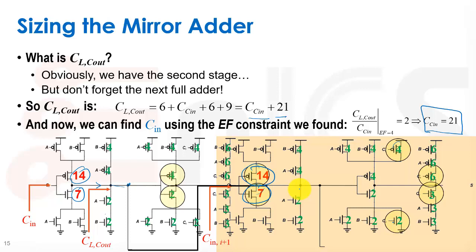And that means we can go back to our bit slice design where we have one bit and the second bit and the third bit and so forth. They're all going to be the same size with this 14 over 7 in this first stage and all of the other sizes that we chose here along the way, which don't affect the logical effort of our critical path. They obviously affect the logical effort of our non-critical path, but we don't care about the sum. We care only about the carry path.